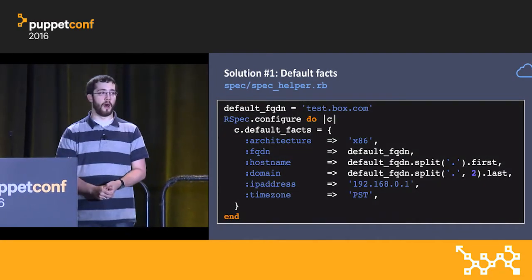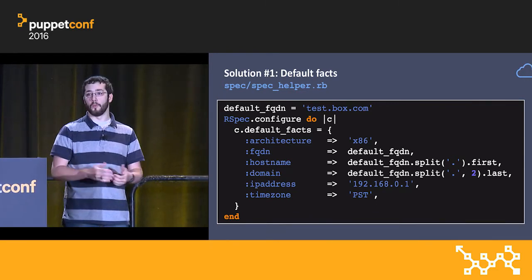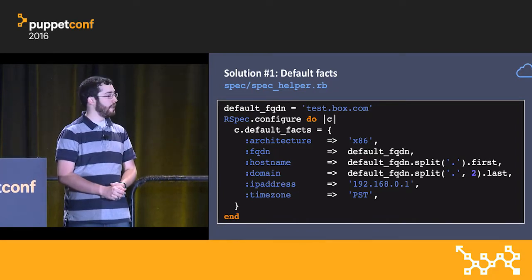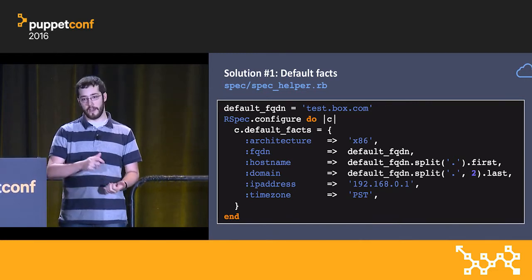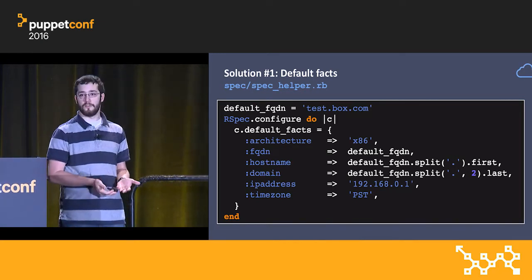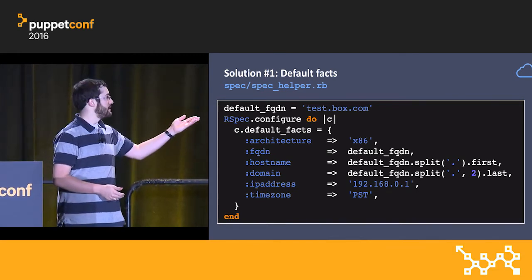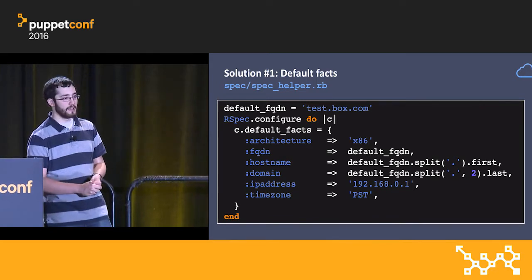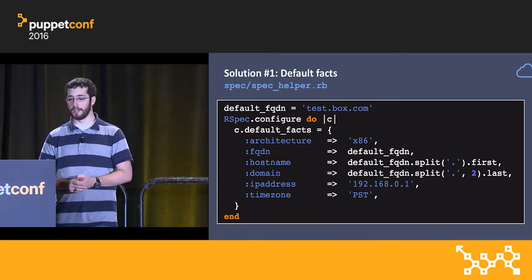We found that RSpec Puppet has a configuration that you can set in order to tell it to run with more default facts in your runs. So going back to the spec helper file, there's a configuration called default facts, and we can pass it a mapping of various facts to tell it what to run with. In this case, we found what the most common facts in our particular monolith were, and we gave them sane defaults. So in this example, you can see we set the architecture and the host name and a few other things. And in general, you could set whatever the most common facts in your repository are.